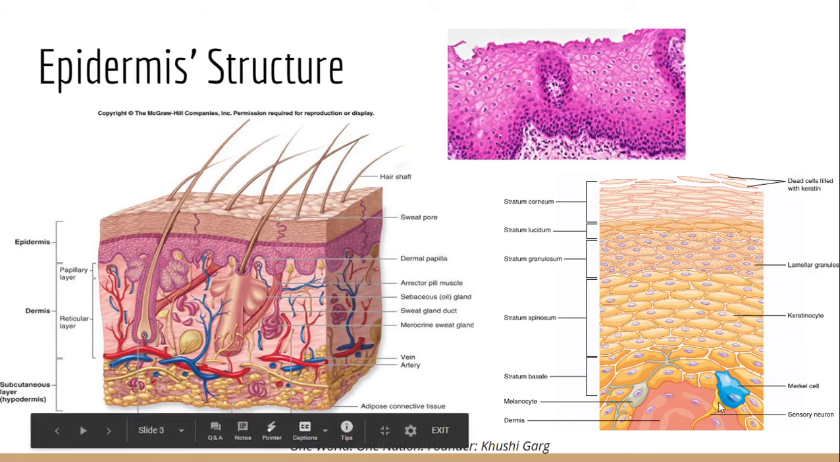Also present in the stratum basale are some cells called Merkel cells. These basically give you your sense of touch and movement. Also, there are some melanocytes seen in the epidermis of the skin as well, and these give your skin color.